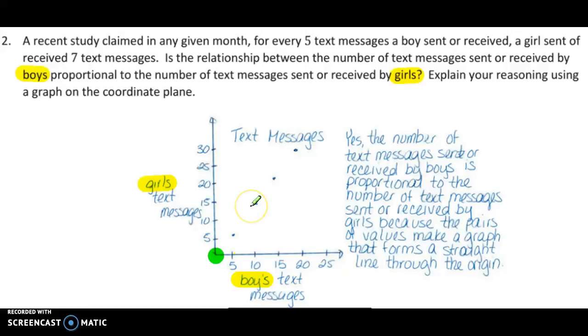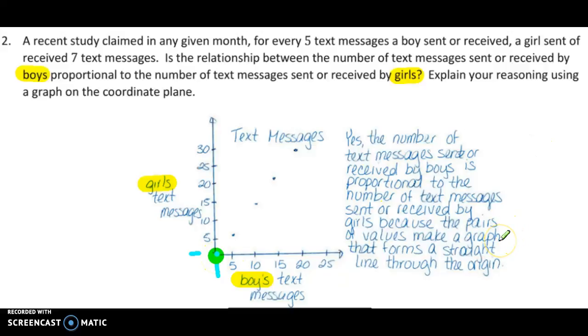Well, let's think about it this way. If we were to create a table, if we were going to create other values, if the boys sent 0 text messages right here, how many text messages would the girls send? If the boys aren't going to send anything, the girls aren't going to receive anything, right? So 0, 0 would be a point on the graph. So yes, it is a straight line, and 0, 0 will work for the relationship.